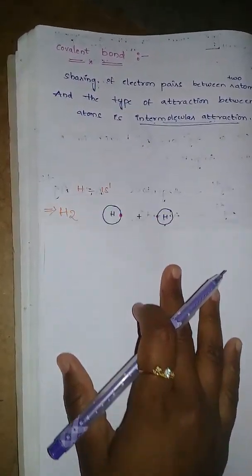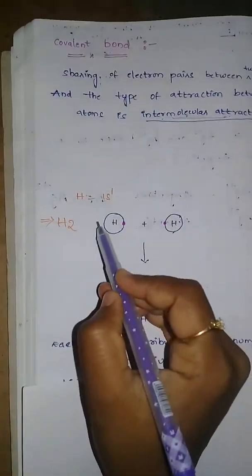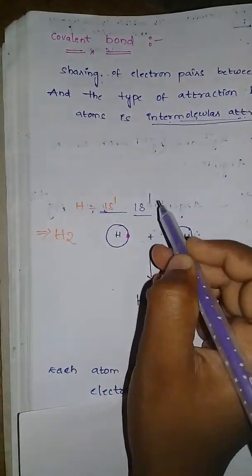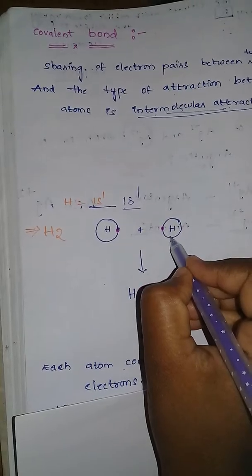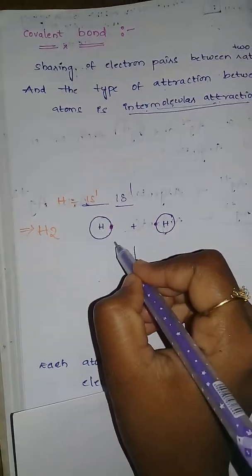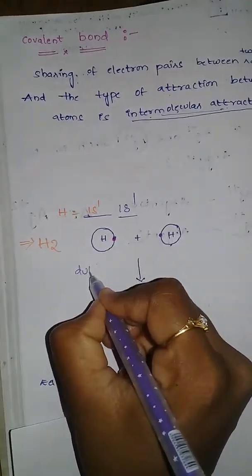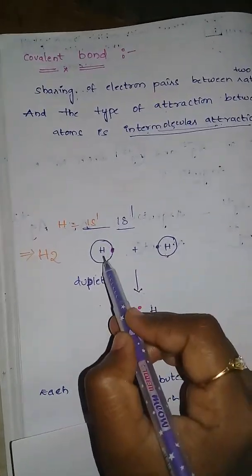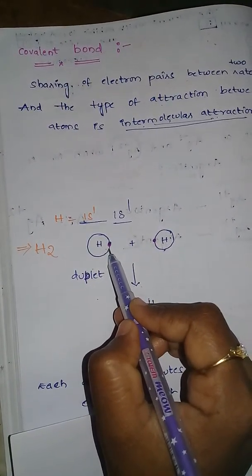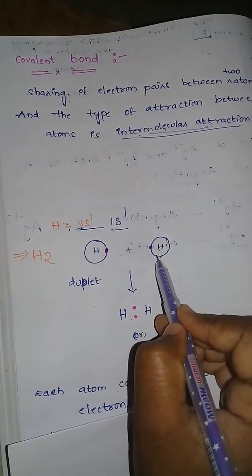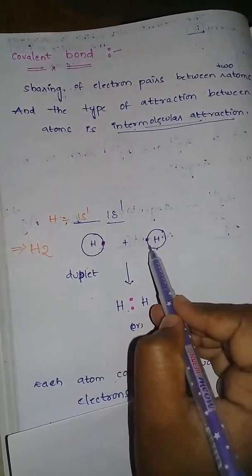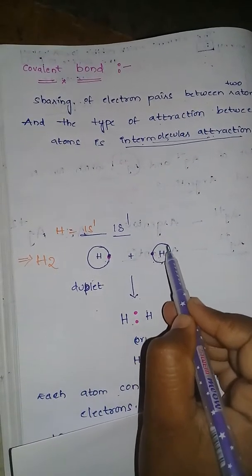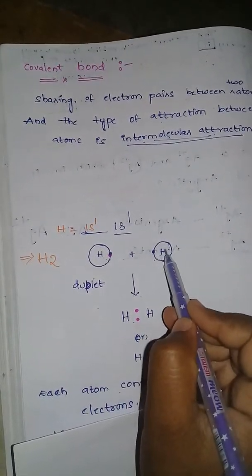We do some examples. For H2 molecule, each hydrogen has one valence electron. See here, one valence electron, and the other hydrogen also has one valence electron. To obtain duplet structure, each hydrogen attains another electron. So this hydrogen shares one electron with the other hydrogen, and the other hydrogen shares one electron with this hydrogen.